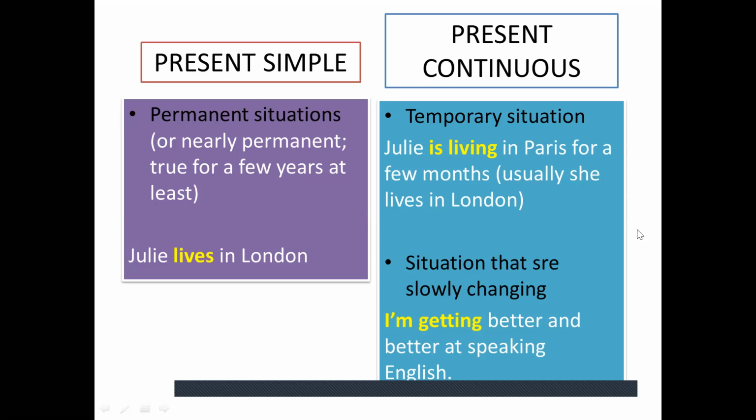And present continuous is also used to talk about situations that are slowly changing. For example, I am getting better and better at speaking English. It's slowly changing. It's slowly getting better.